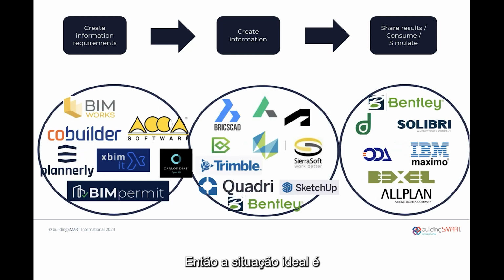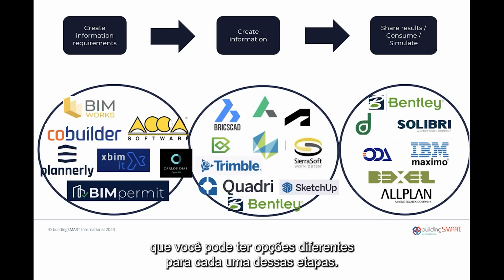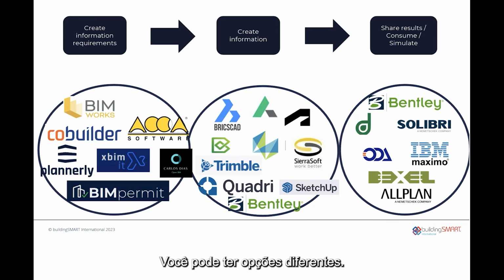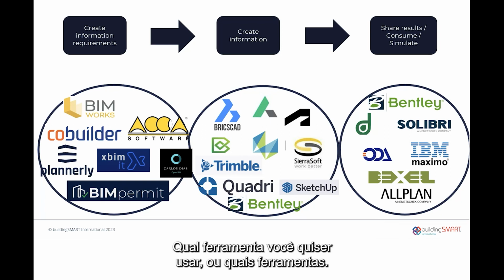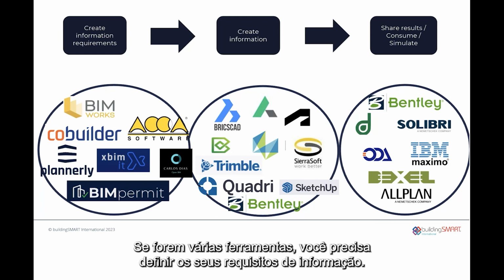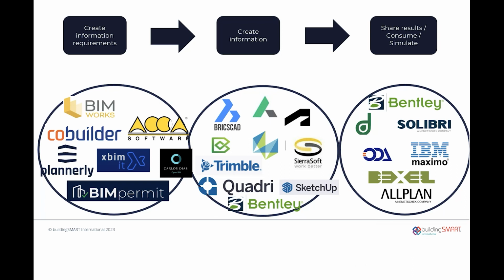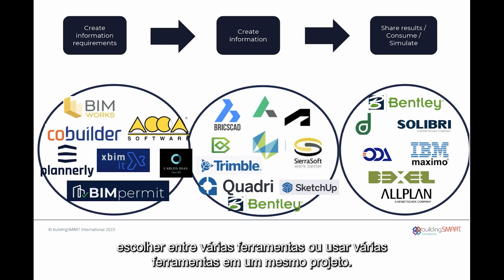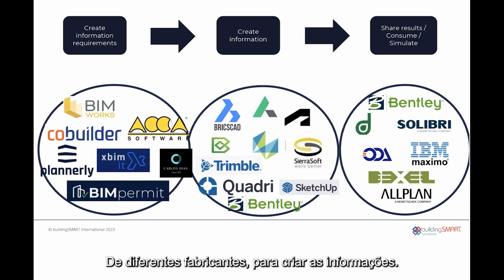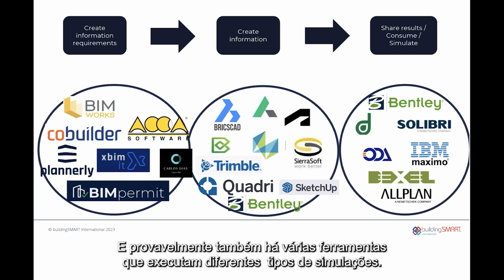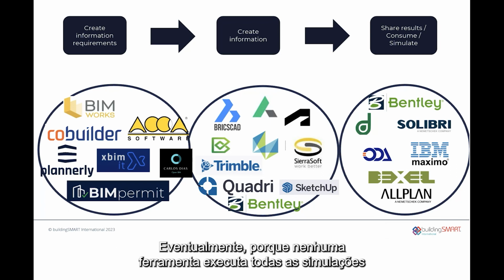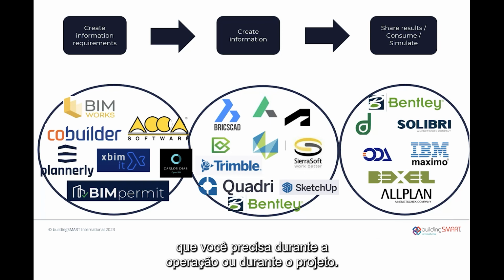So the ideal situation is that you can have different choices for each of these steps. You can have different choices what software tool you want to use, of which software tools, if it's multiple, you want to use to define your information requirements. You want to have the ability to choose between multiple tools or use multiple tools in the same project by different partners to create the actual information. And there's probably also multiple tools who run different kinds of simulations eventually, because not one software tool runs all of the simulations you need during operation or during the design.